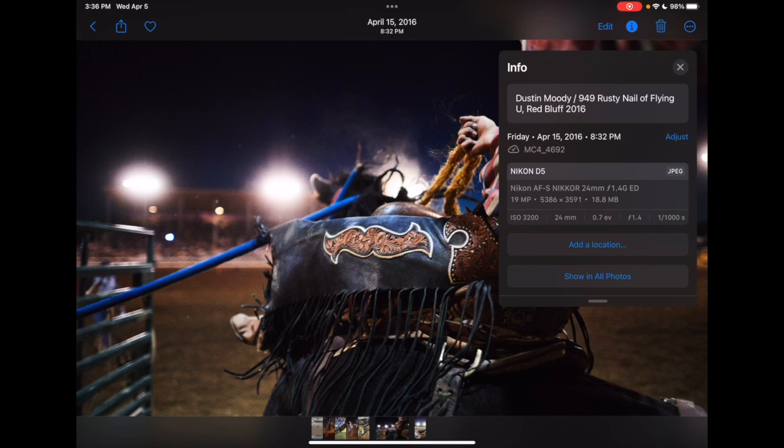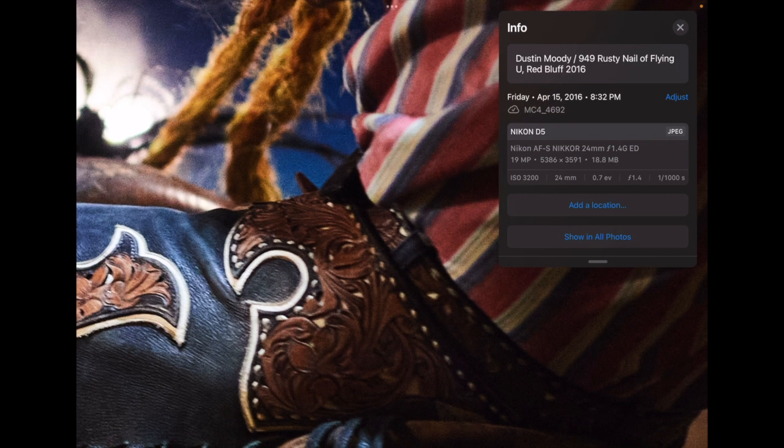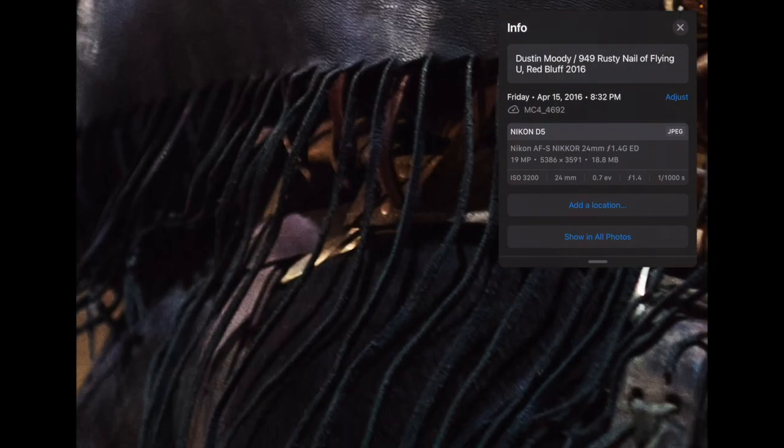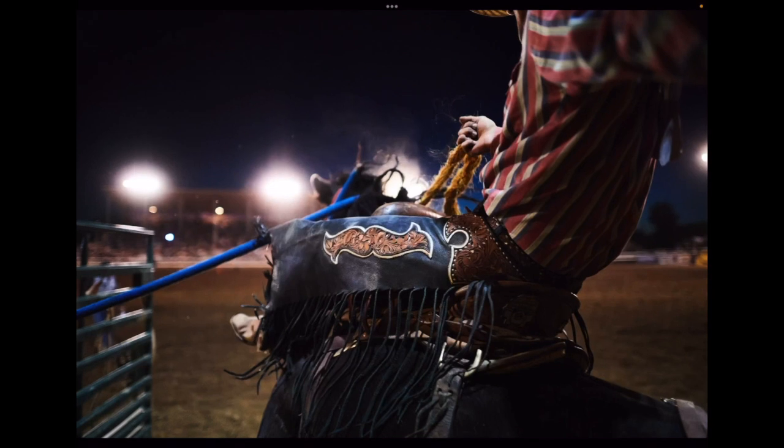1.4 on a 24 1.4, and then 3200 on the ISO. No noise really to speak of. Look at the detail here. When you can see the grain of the leather, you don't have too much noise, in my opinion.